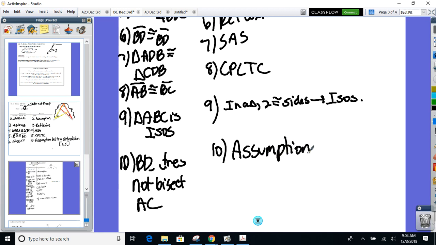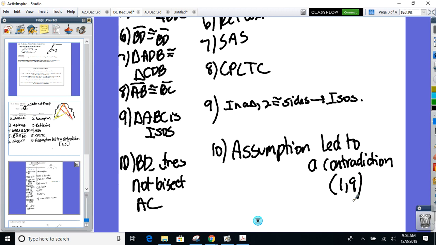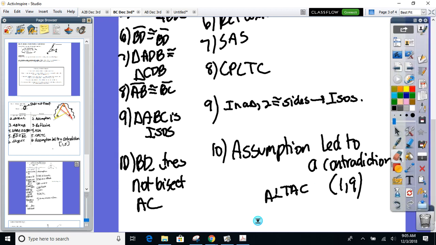I forgot to mention something too. Hold on. What lines was the contradiction in? 1 and 9. Yep. Could be 2 and 9 too if you put all your assumption first and given second. To all my lazies out there, ALTAC. Assumption led to a contradiction. No go. There's no abbreviation here. Sorry. All right. ALTAC next going to cut it for me. All right. Assumption led to a contradiction.